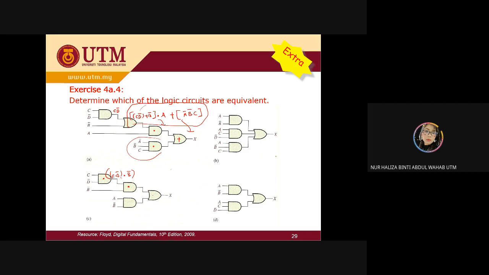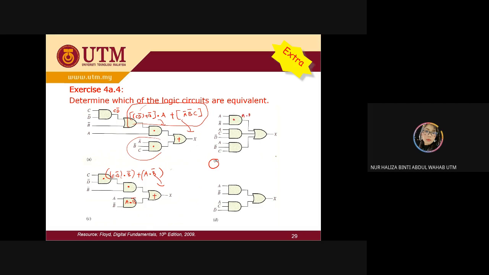And you meet with add. For your add here you have A dot B bar. So you get A dot B bar like this. This is your answer.